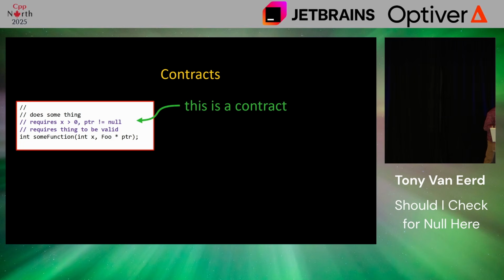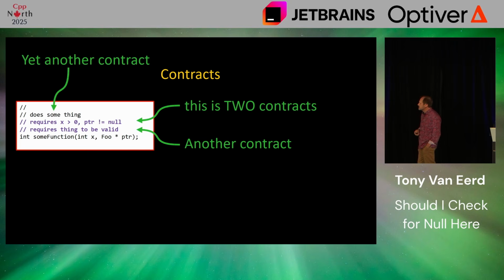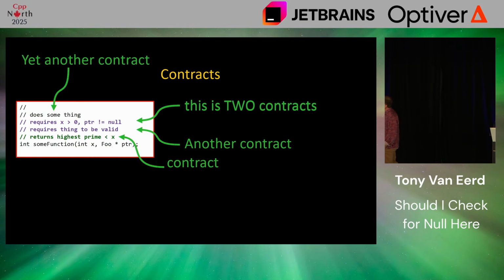All right, so that comment is a contract. It's the agreement between the caller and the function that you've got to do this, and it's actually two contracts: X is greater than 0, and pointer not equal null. Another contract is that the function does this thing. That's what the function is going to do for you. That's part of the contract of the function. And the return value, blah, blah, blah, that would also be a contract saying what the function does. Highest prime, less than X. I don't know why that does that, but I had to think of something.